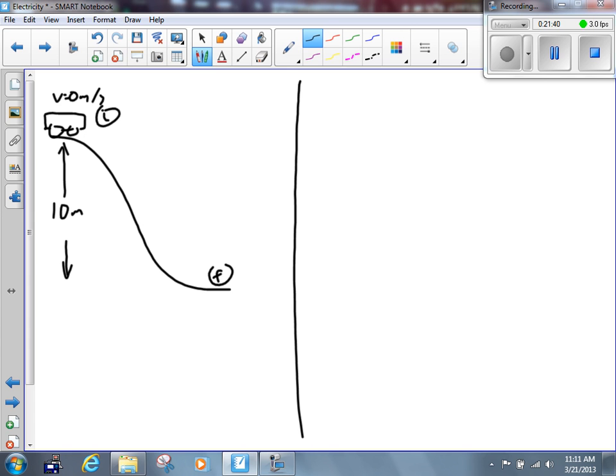Somebody said it. I heard somebody say it. Conservation of energy. We're going to say EI is equal to EF. Right? Initial energy is equal to the final energy. Now, ask yourself a couple of questions at the top and the bottom.